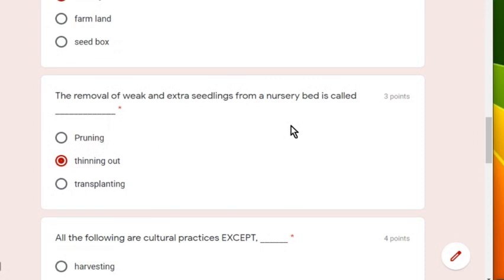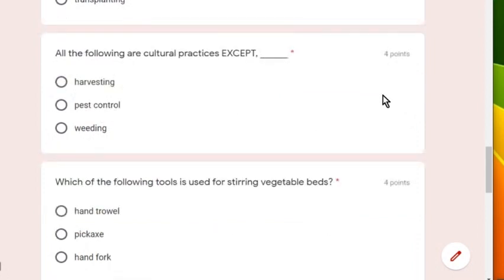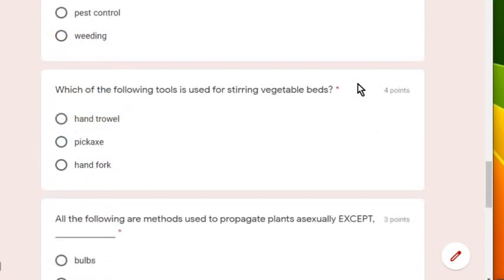Pruning is when you are removing unwanted parts of plants, and then transplanting is when you are moving the seedlings from the nursery to the main bed or main farmland. Next question. All the following are cultural practices, except. Cultural practices are undertaken from planting to harvesting. So we do pest control, we do weeding, all of them are cultural practices, but harvesting is not part of cultural practices.